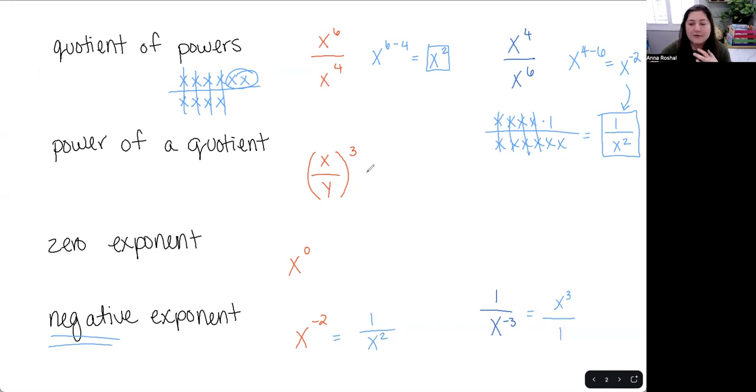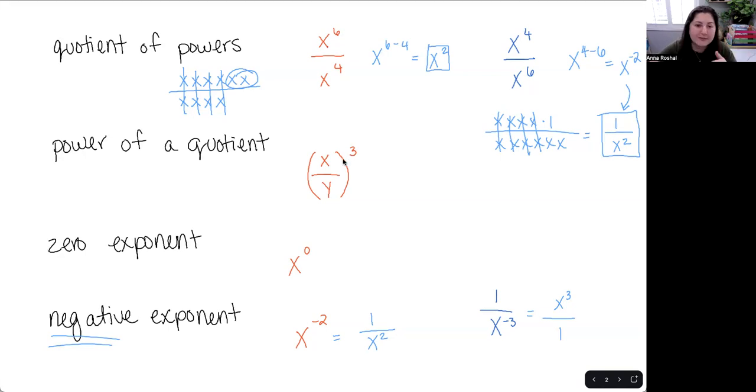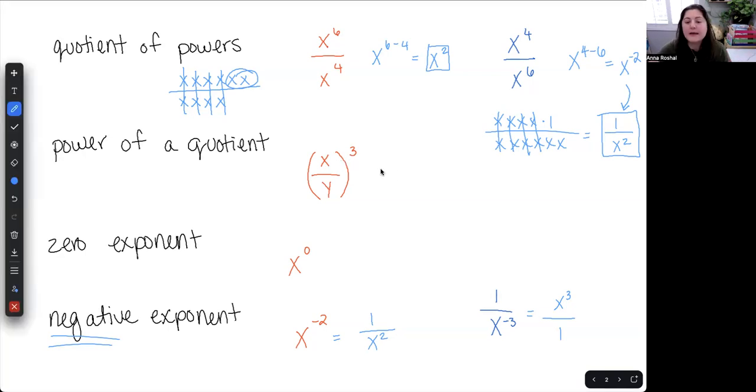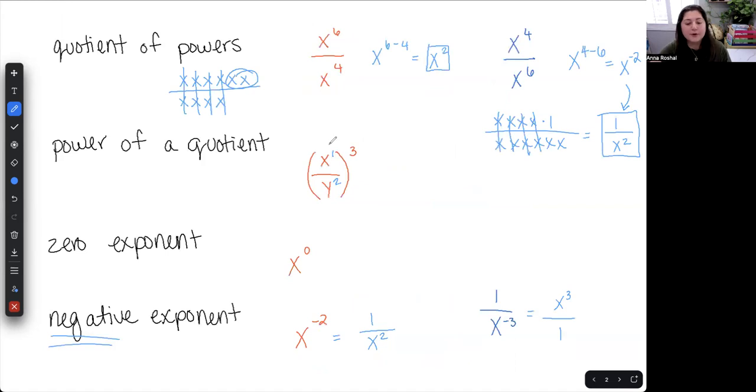Okay, so the power of a quotient. When we look at the power of a quotient, what we are looking at is we're kind of taking, again, this 3 right here and really kind of distributing, but not really distributing, maybe applying might be a better word, to all of the exponents in here. So I'm going to change this around. I'm going to say that this is the first power and this is the second power. And what I'm going to end up doing is I'm going to use this power of a power principle and apply it to this power of a quotient.